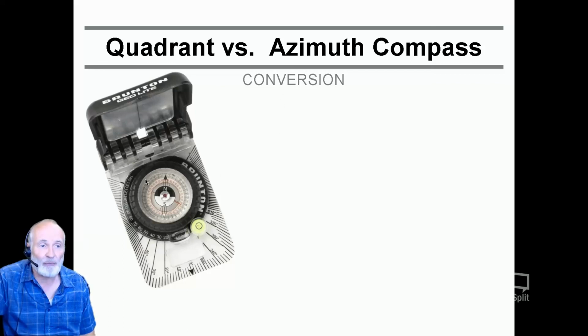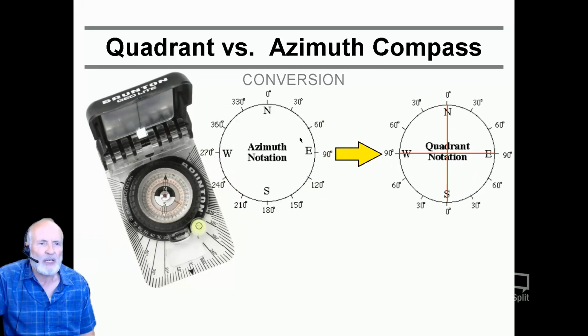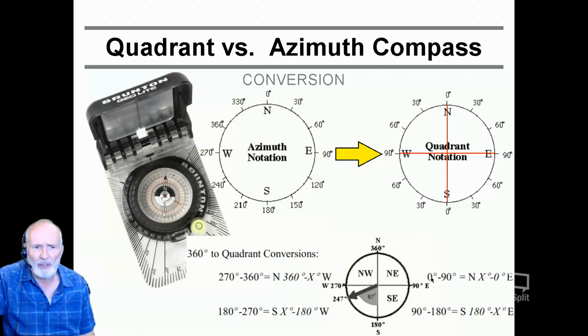So you need to convert. If you have an azimuth compass, and even from our loaner compass for Bruntons that we give out, you might grab an azimuth, and all the other ones are gone, and you're saying, okay, how do I convert? Well, you need to go from this notation, from 0 to 360, to this notation. How would you do this? Well, luckily, there are some equations you can use. They're very, very simple to use. They are also in your field notebook.